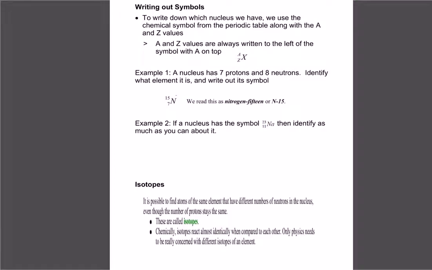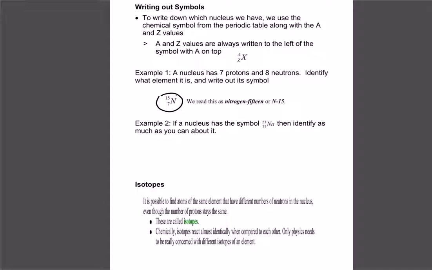Okay, so let's look at this one. So if we have 15 and 7, so that's for nitrogen. So nitrogen is 7 on our periodic table. So we have 7 protons, and 8 neutrons would give us 15. So we write it as 15, and we name that as nitrogen 15 or N15 for that chemical.